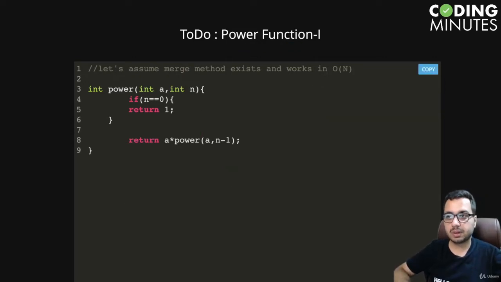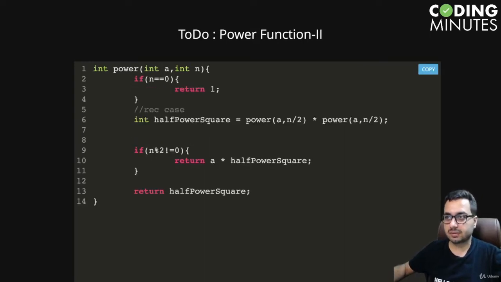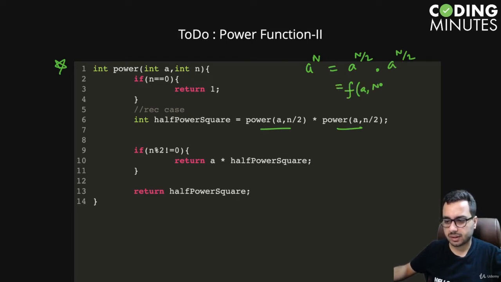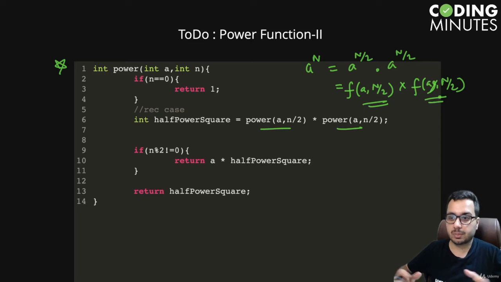Now there may be multiple algorithms to compute this. Someone may write this kind of recursive function, which may appear to be doing something like log n, but let us analyze carefully. Here a raised to the power n is written as a raised to the power n by 2 into a raised to the power n by 2. So we are making two function calls, f of a comma n by 2 multiplied by f of a comma n by 2. When you talk about time, the time will get added, not multiplied, but the answer will get multiplied.